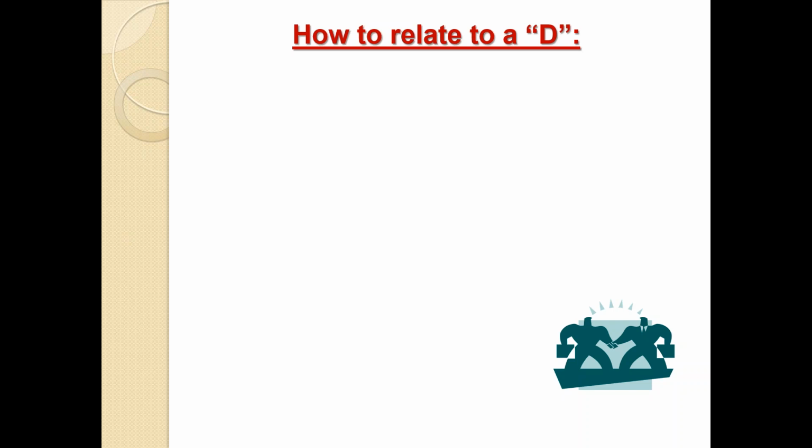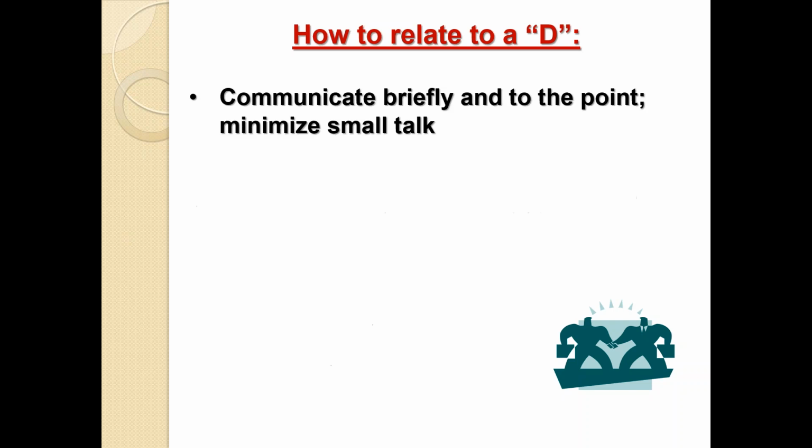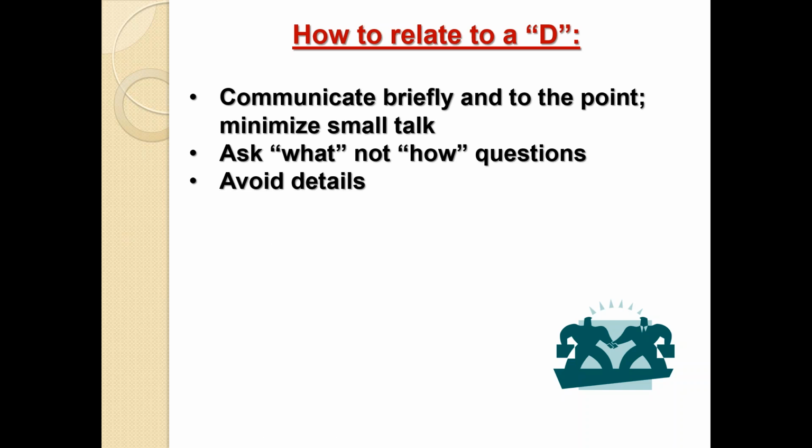So how to relate to a D personality style? What we just talked about, one is get to the point. Communicate briefly and to the point and minimize small talk. Ask what, not how questions. A D is not going to help you figure out how to get something done. They're just going to tell you what to do or what needs to be done. Avoid details with a D, right? Because that's getting into the small talk part of it. So just give them the overview, the big picture.